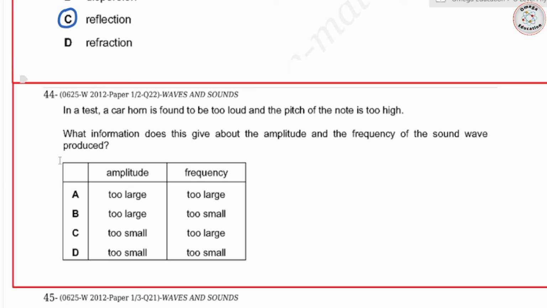Then we have the next one. In a test, a car horn is found to be too loud and the pitch of the note is too high. What information does it give about the amplitude and the frequency of the sound wave? So too loud means amplitude is too large, and the pitch of the sound is too high means frequency is also too large. So both amplitude and frequency are too large. All right, so A would be the answer for that one.